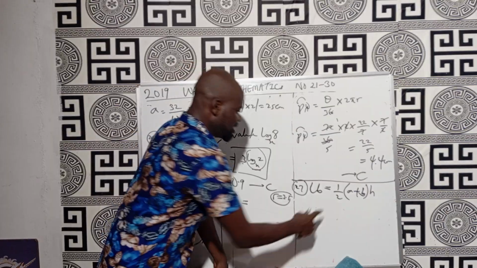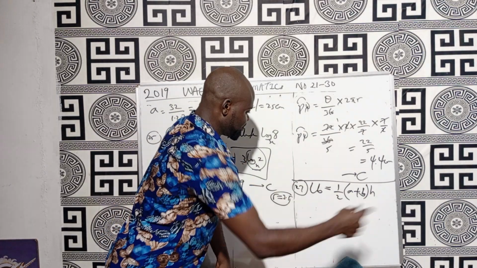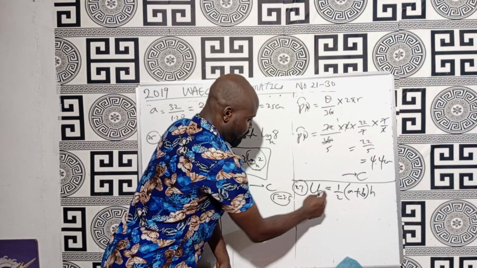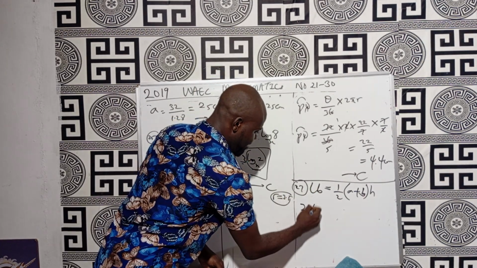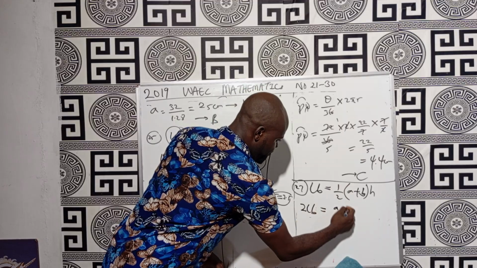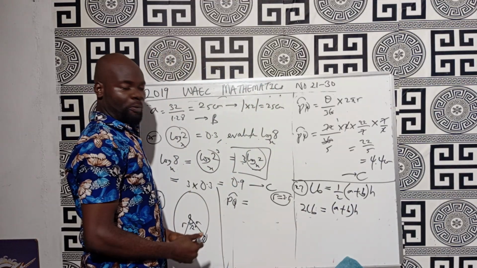First and foremost, this over 2 here will come to this side. Like you cross multiply, it comes here. This over 1, you can cross it back, you understand now? So the 2 comes here, and we have 2LB equals to A plus B, times H. The 1 doesn't mean anything now. Hope you get that now.